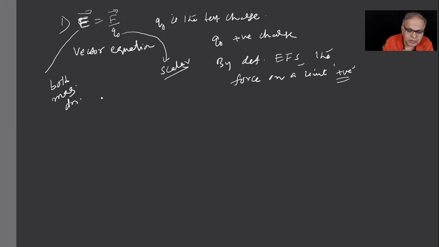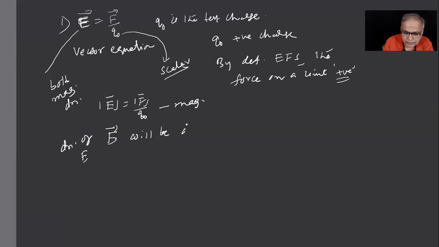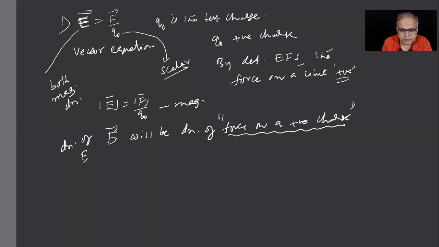So when you say this, what it means is, in both magnitude and direction terms, E is force by Q naught. This is the magnitude, and the direction of E will be the direction of force on a positive charge. This is the key word I would like you to understand. What it means, I'll tell you.